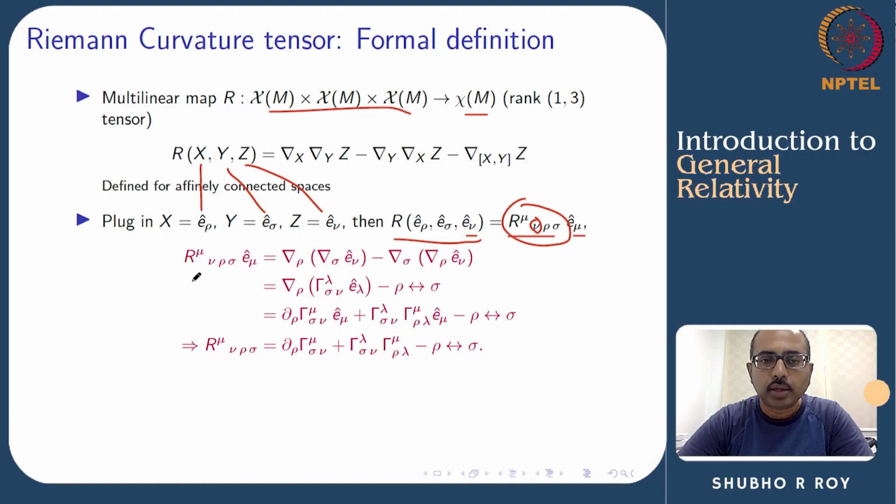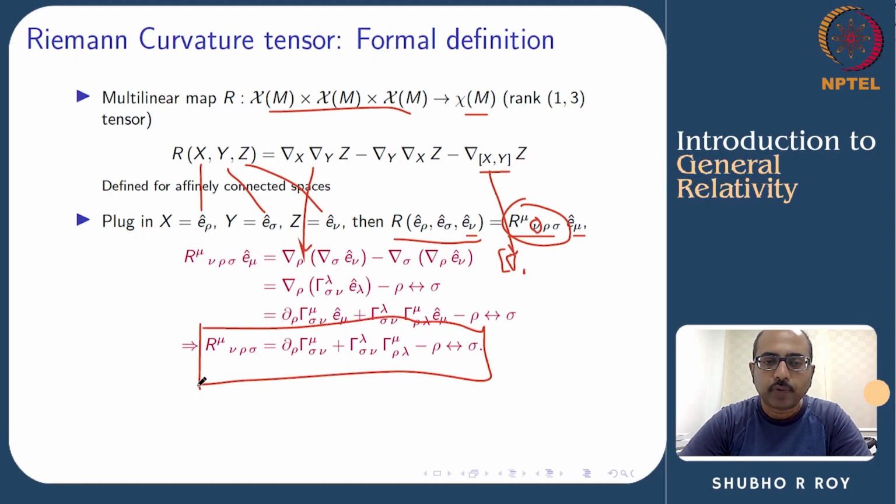Then, in purple font, I've done the computation, so you can use this formula here. The third term is missing because we already know that for coordinate basis elements, the Lie bracket of e_ρ with e_σ will vanish, as we did while discussing Lie brackets. So the third term is not there. We only need to compute the first two terms, and if you compute, you get this form of the Riemann tensor.